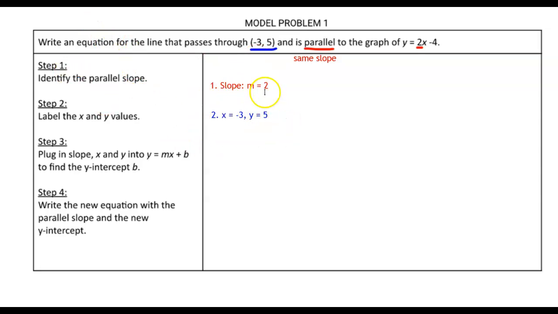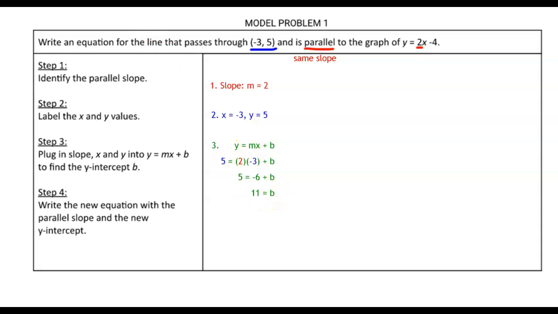And you might ask yourself, well, why am I not labeling this as x1 and this as y1? Because in this case, I only have 1 point. I don't have to differentiate it between x2 and y2 because there's only 1 point here. Step 3 is to plug in the slope, the x and the y, into y equals mx plus b to find the y-intercept b. Remember, plug in means to substitute, and then find that y-intercept because it's going to be the only unknown value. And you can see here I substituted those values into the y equals mx plus b equation, and I got b is equal to 11.